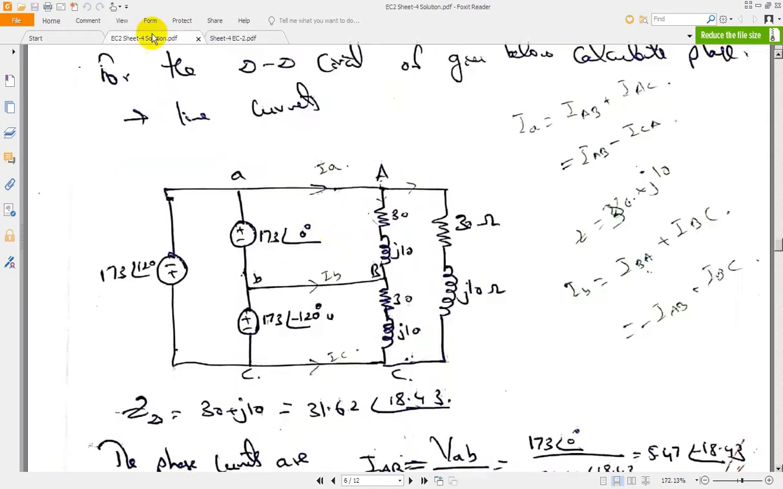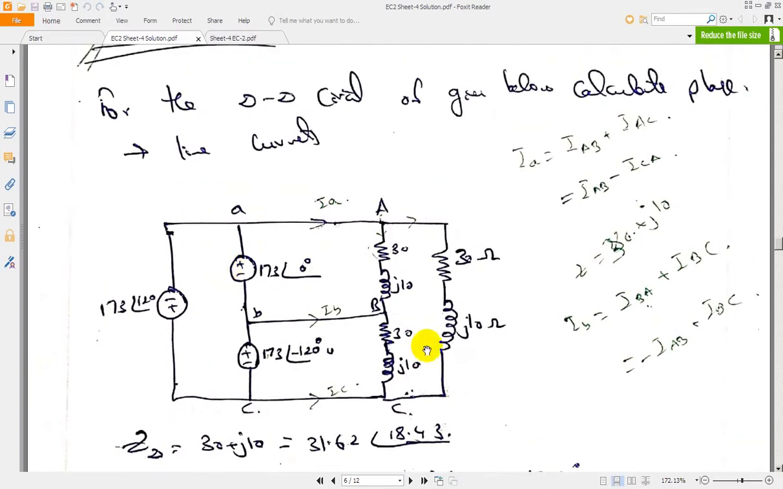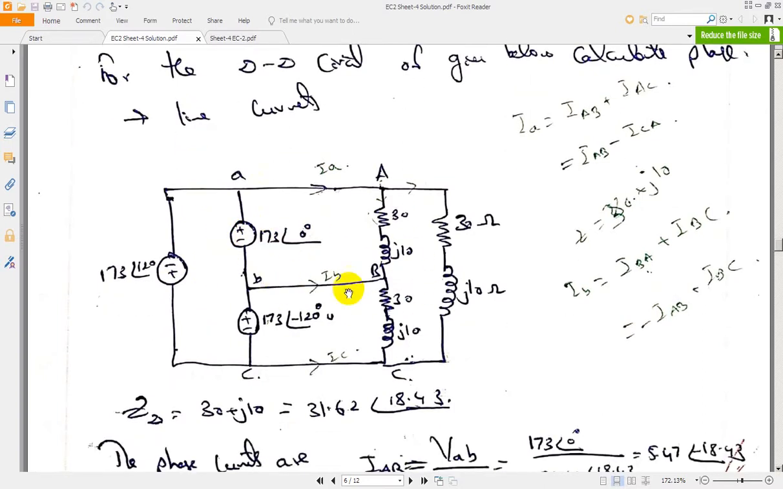If we move to the solution, this is the same circuit which is drawn here. If you check the load delta, the delta is connected with the delta. Each branch of the delta circuit consists of 30 plus j10, 30 plus j10, 30 plus j10. It means it is a balanced load. It is a balanced three-phase load.